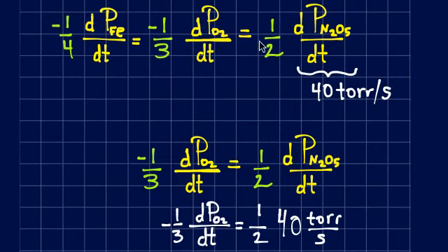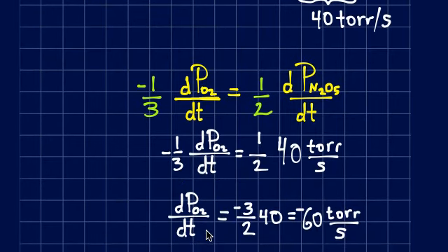So, forget about this for a second. Take the partial pressure of O2, the change in the partial pressure of N2O5. I was told this is 40. There's a 1/2 here, or there's a negative here, just saying this is decreasing. Solve for this little mess here, and I got 60. The pressure of O2 is decreasing at a rate of 60 torr per second, as compared to the 40 for the N2O5.